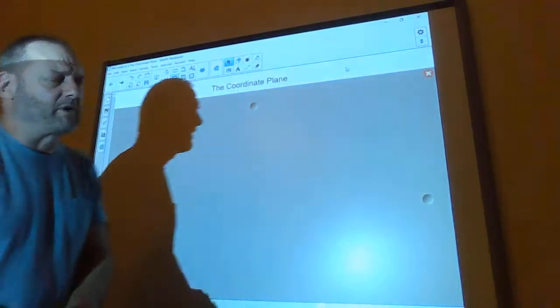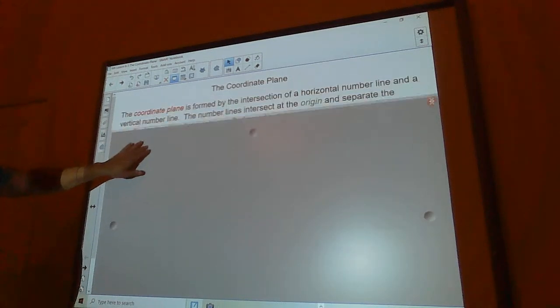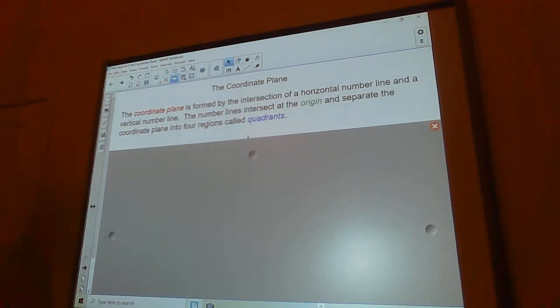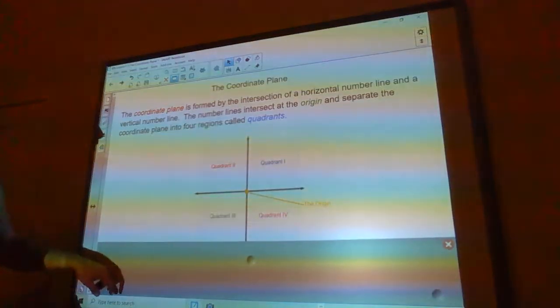Hi everybody, today we're going to talk about the coordinate plane. Okay, so the coordinate plane is formed by the intersection of a horizontal number line and a vertical number line. The number lines intersect at a place called the origin and separate the coordinate plane into four regions called quadrants.